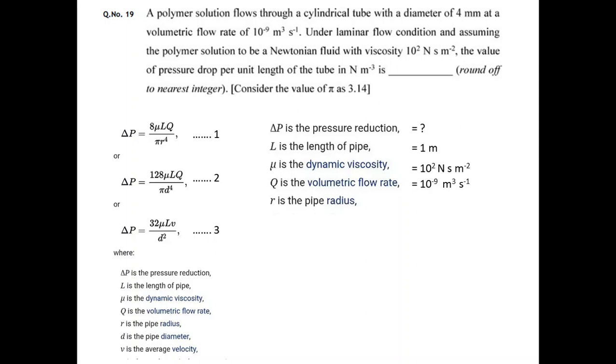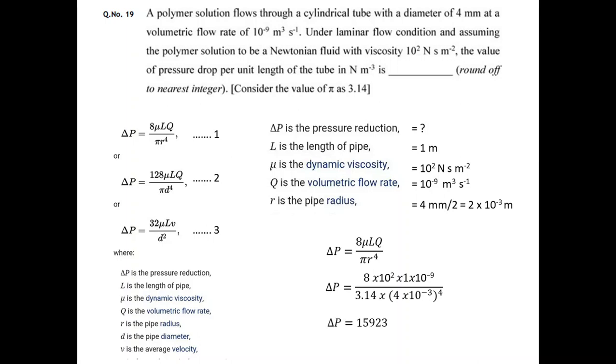In the question, diameter is given, so we can calculate radius by dividing by 2 and then convert it into meter. Now we can just put these values in the equation, and after calculation we get the pressure drop value, which is equal to 15,923.